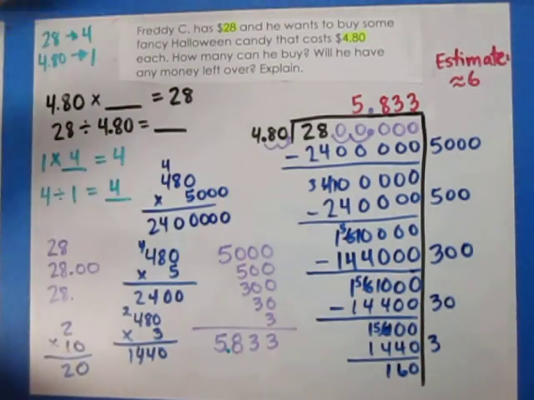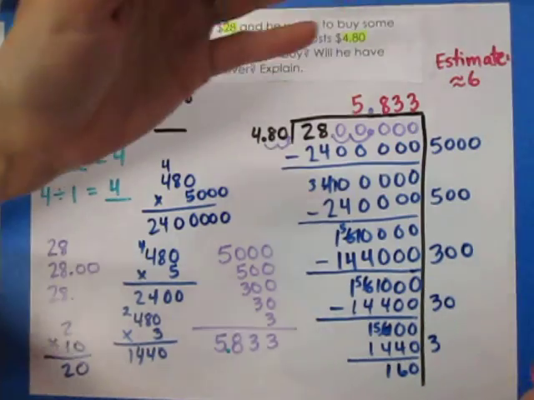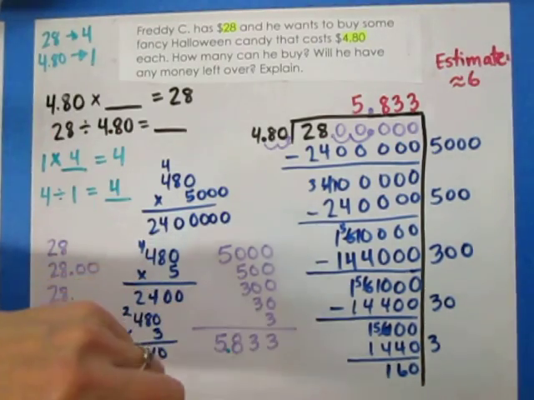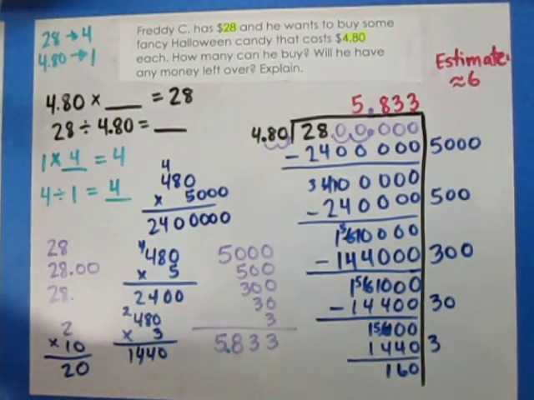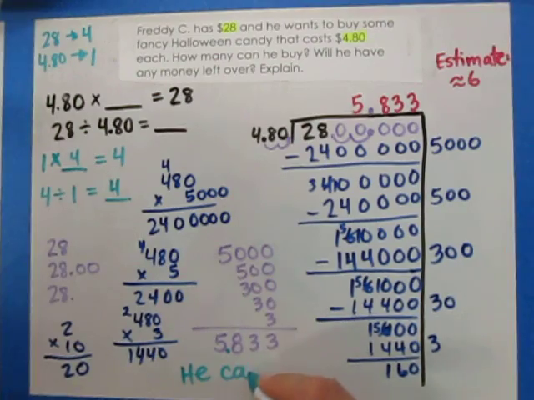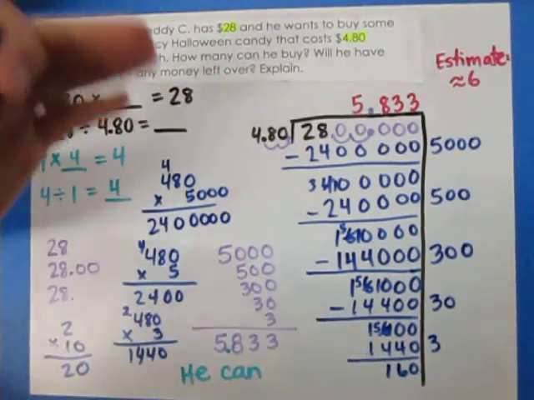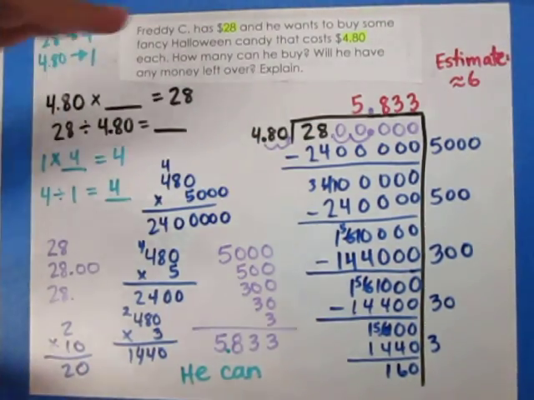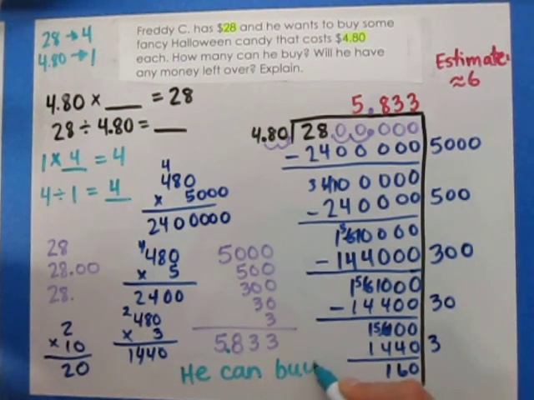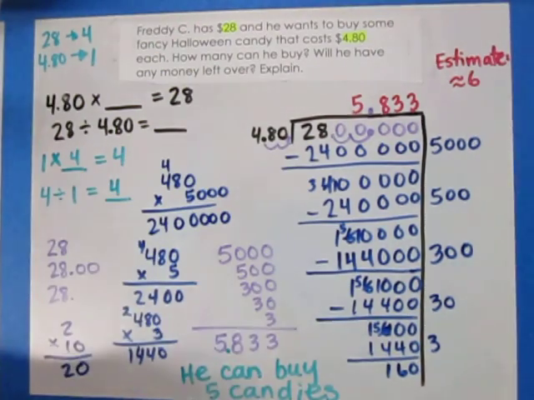Now, our question is, how many can he buy? Well, 5.8, you can't really buy 5.8 candies. So he can buy 5. So really, you're rounding this one to the nearest whole number because of the nature of the problem. He can buy 5 candies. He might be able to get a little bit more money and buy 6, but right now he can buy 5.